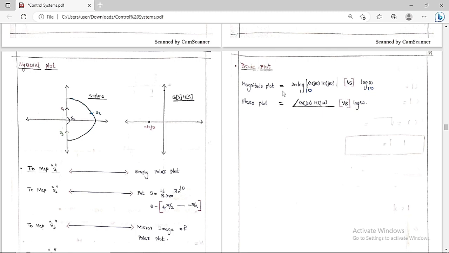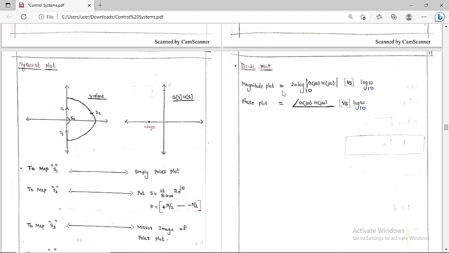Now the phase plot is nothing but the phase angle of G(j omega)H(j omega) versus log omega with base 10. So these are the two graphs that we are going to plot in the case of the Bode plot. Here also we need only the open loop transfer function, which is G(s)H(s).